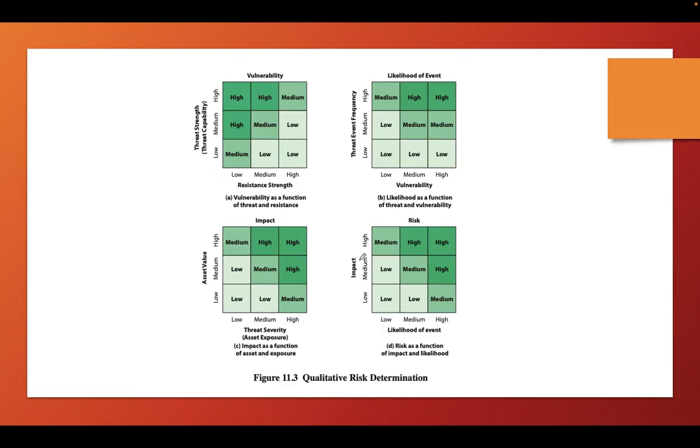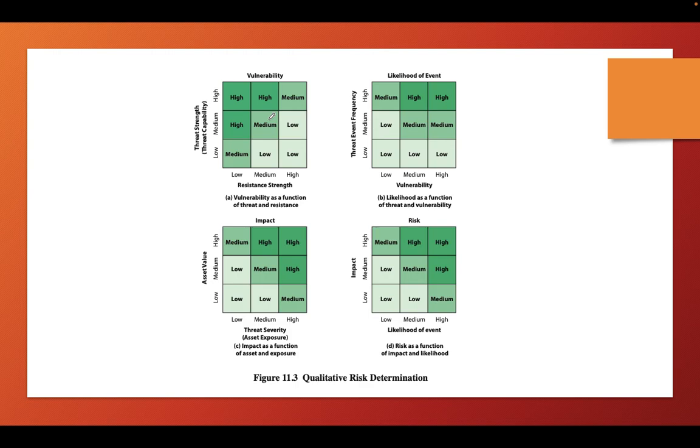Okay, now let's move on. Now, if you take a look, this is a qualitative risk determination. And here we're looking at the different parameters. Threat, and this is vulnerability as a function of threat resistance. So you can see vulnerability plotted against threat. So when you plot vulnerability against threat, you have the high, then you have medium, high here, high on this way, you have the medium. And then you have medium, then you have medium, low. So this is the result that you get.